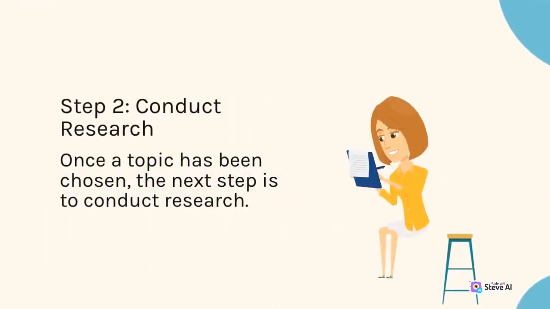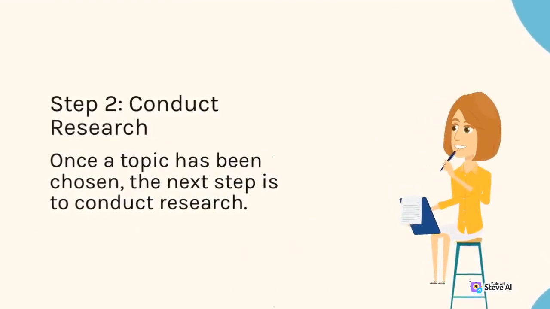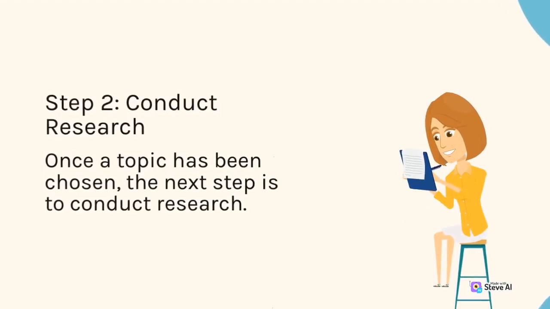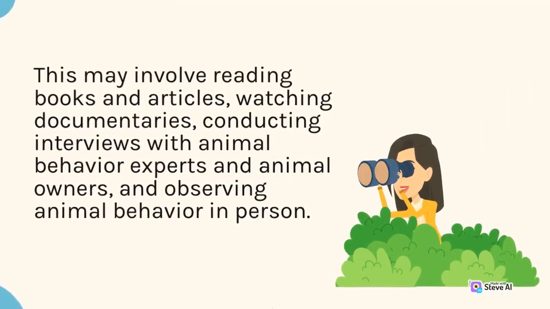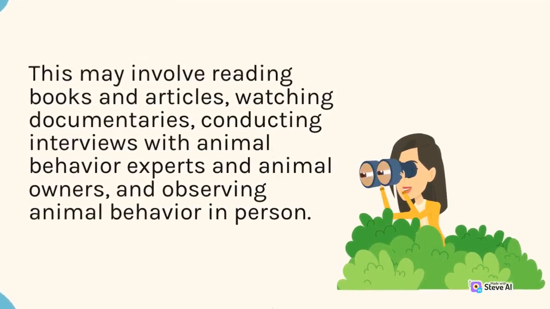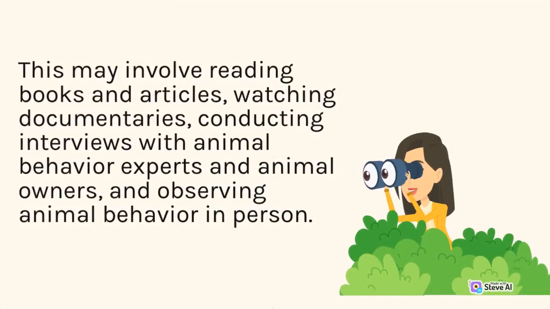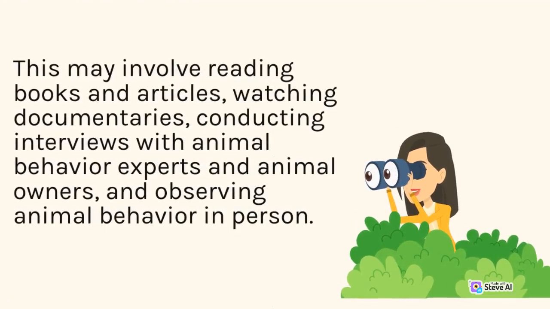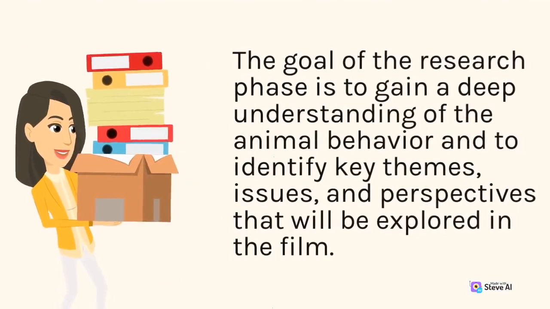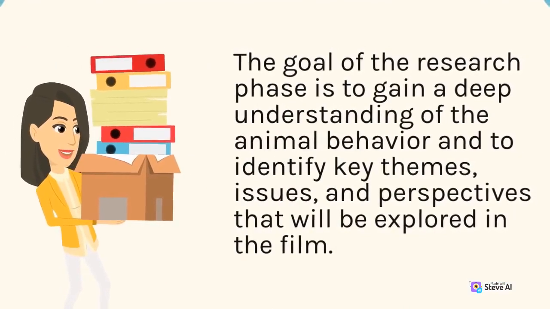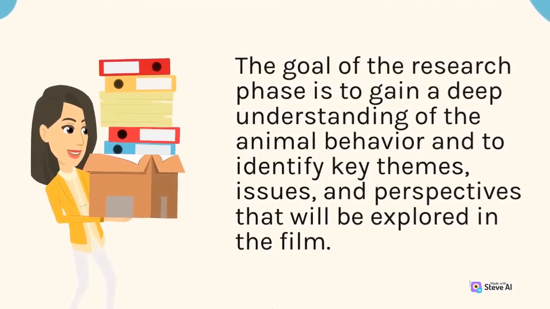Step 2. Conduct research. Once a topic has been chosen, the next step is to conduct research. This may involve reading books and articles, watching documentaries, conducting interviews with animal behavior experts and animal owners, and observing animal behavior in person. The goal of the research phase is to gain a deep understanding of the animal behavior and to identify key themes, issues, and perspectives that will be explored in the film.